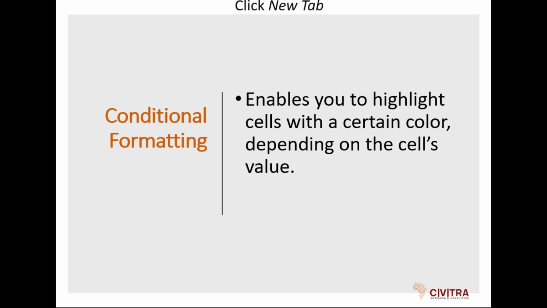So let's go right ahead and learn a little bit more about conditional formatting. Conditional formatting enables you to highlight cells with a certain color depending on the cell's value. The difference between conditional formatting and filtering is that in conditional formatting, you're able to highlight the cells that meet a certain criteria based on what you have set. But filters just show the data that meets certain conditions that you set.